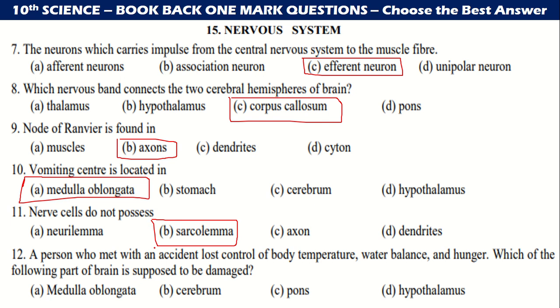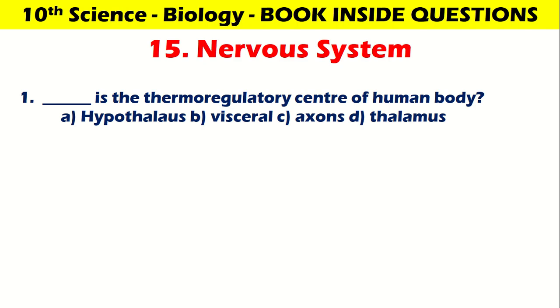Then goes the next one. A person who met with an accident lost control of body temperature, water balance and hunger, that is hypothalamus. So this is very important. And the thermoregulatory center of the human body is the hypothalamus. So hypothalamus is the correct answer.